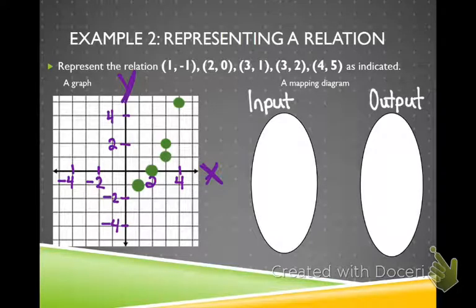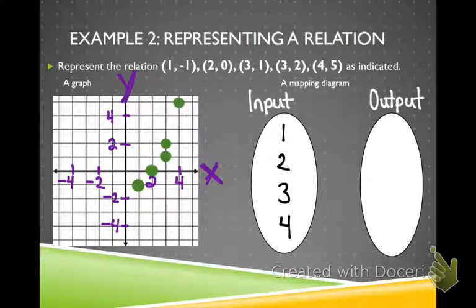So underneath the input, what would be the first number that we would write? 1. What would be the second number? Well, no. Only inputs. So we're only looking at our x values. 2. What would be the next input? 3. And what would be the next one? 4. We do not have to write the repeated numbers more than once. Okay? So there are 2 3s, but we're just going to write it one time. Now I want you to fill in your output values. Go ahead and fill those in.